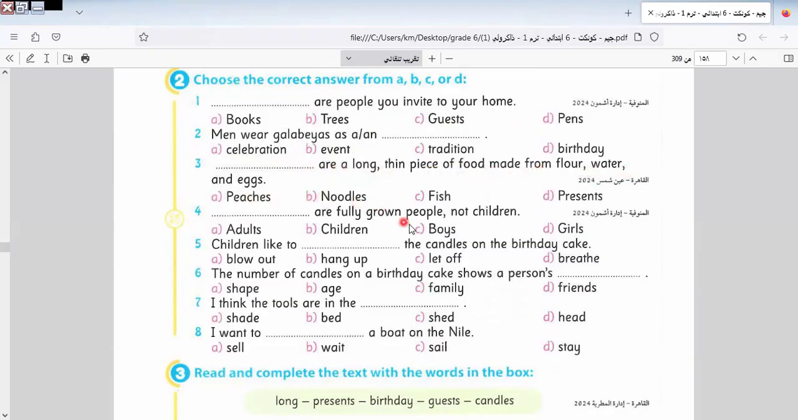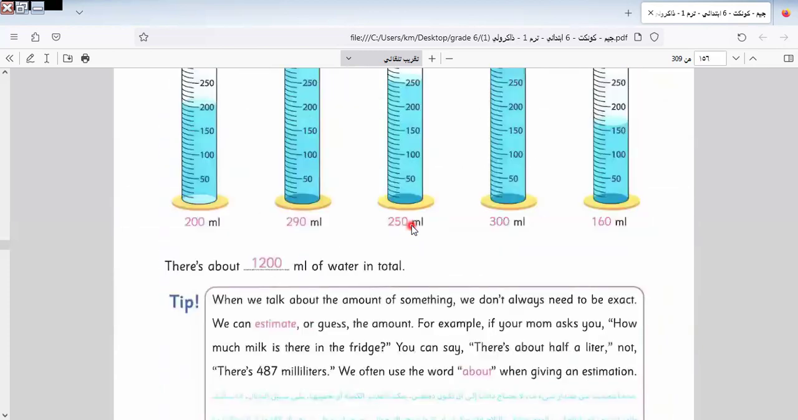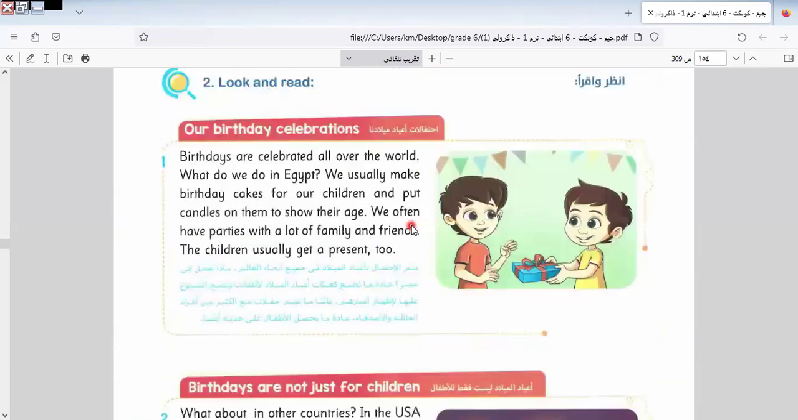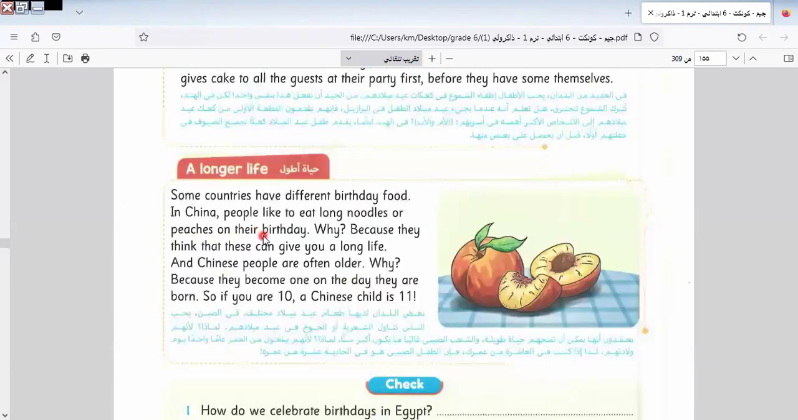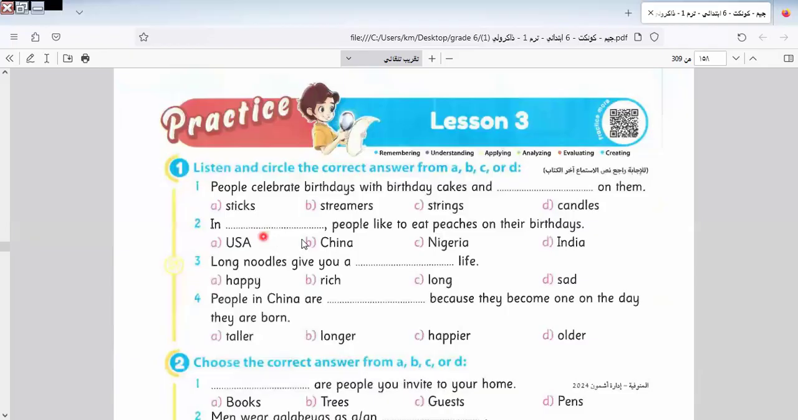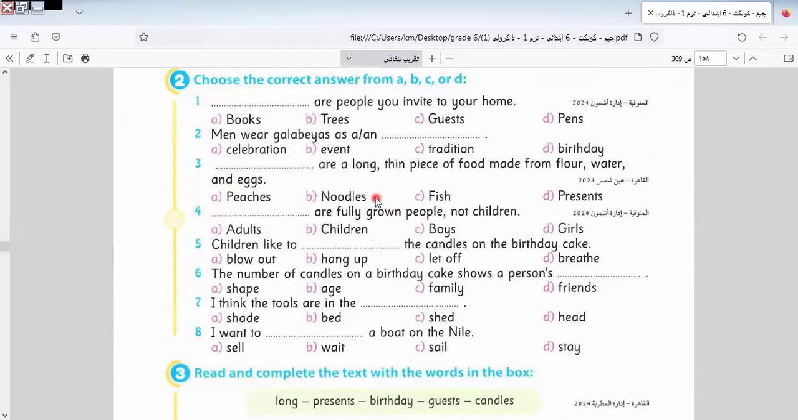A long, thin piece of food made from flour, water, and eggs. It will be what? It will be noodles, as we know here in the definitions. Noodles. It will be noodles. Adults are fully grown people, not children.